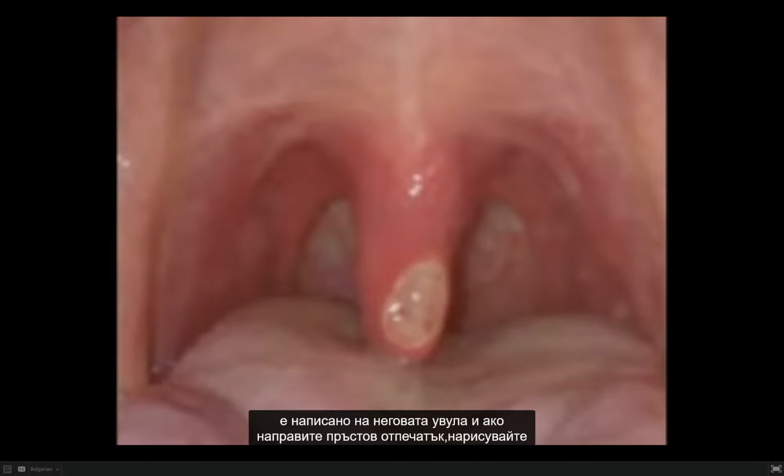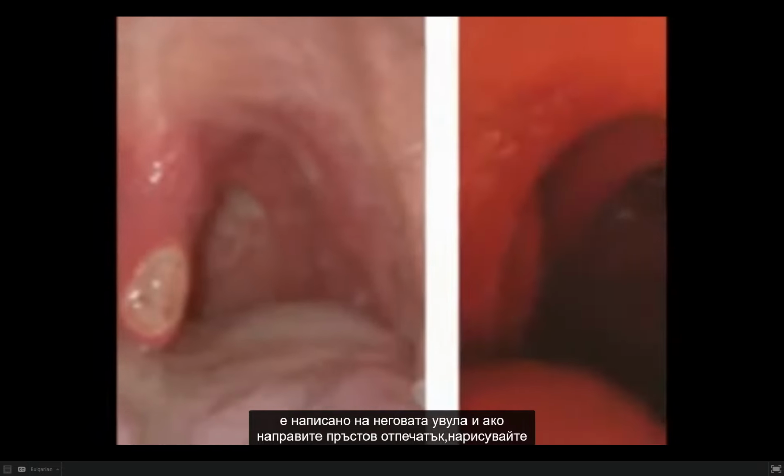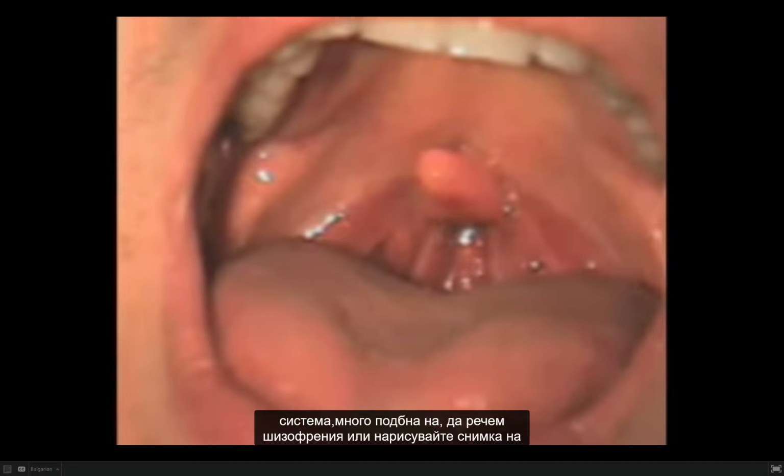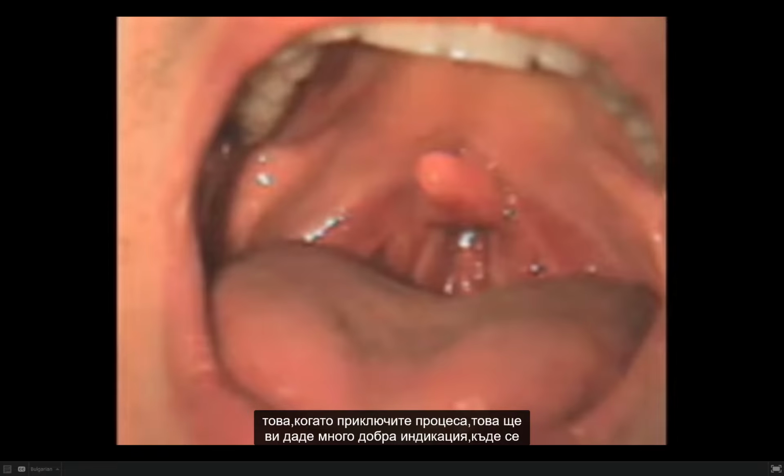And if you do a fingerprint, draw a system, very much like, let's say, a schizophrenic, or draw the picture of a person with fibromyalgia before you start the process, and then draw it afterwards when you finish the process, it will give you a very good indication where you are and what the emotional condition has been.